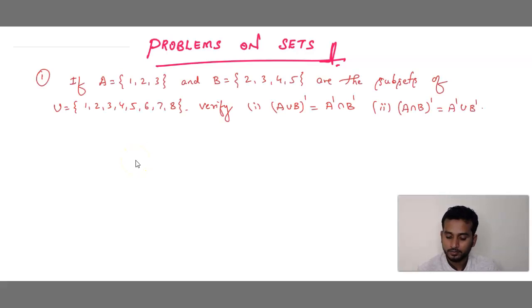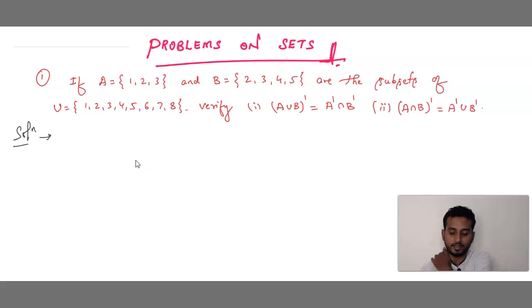First problem. If set A equals 1, 2, 3 and set B equals 2, 3, 4, 5 are the subsets of set U equals 1, 2, 3, 4, 5, 6, 7, 8, verify case 1, A union B whole transpose equals A transpose intersection B transpose, and option 2, A intersection B whole transpose equals A transpose union B transpose. Solution.